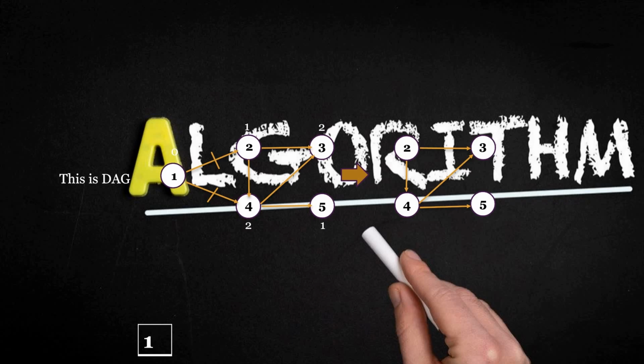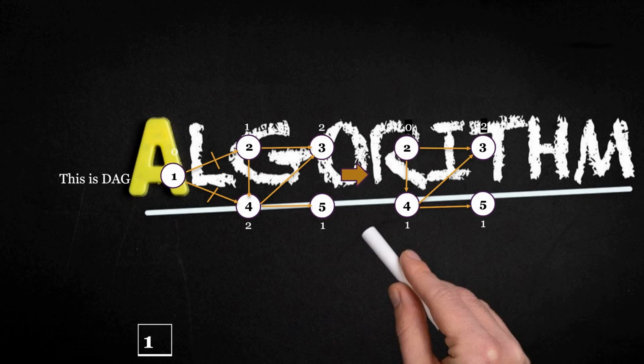I-update natin ngayon yung mga in degree ng mga vertices. In degree of 2 is now 0. Kanina, meron siyang 1. At dahil nga dinelete natin yung outgoing edges ni 1, minus 1 natin yung in degree ni 2. 1 minus 1 is equal to 0. Next, si 4. Ang in degree ni 4 ngayon ay 1. Dahil na-delete din yung edge. Then, si 5, still 1. Last, si 3, still in degree of 2.